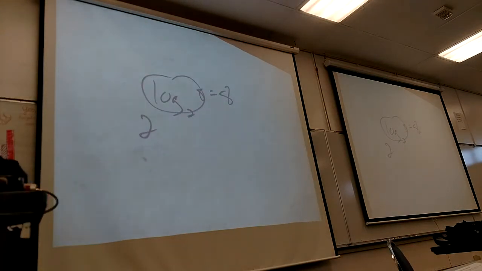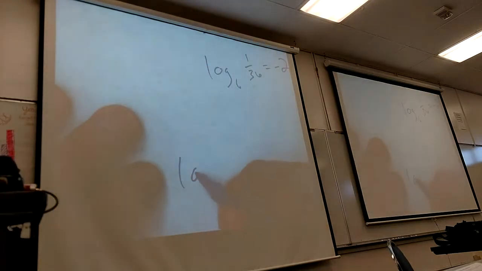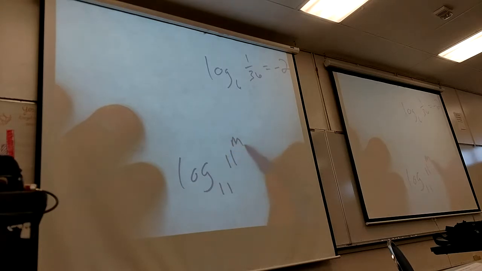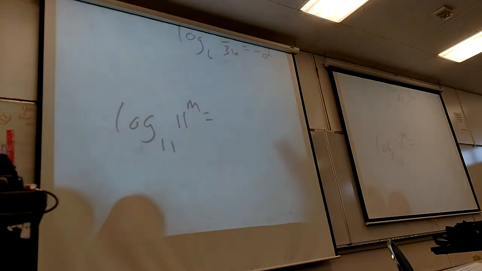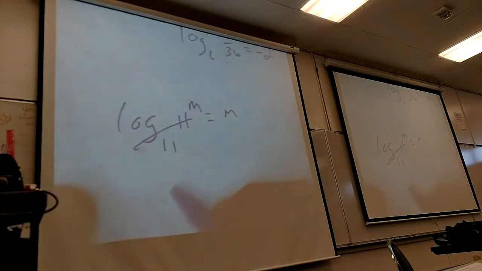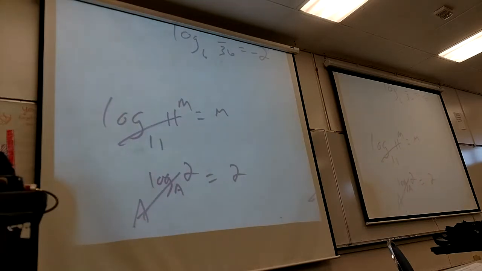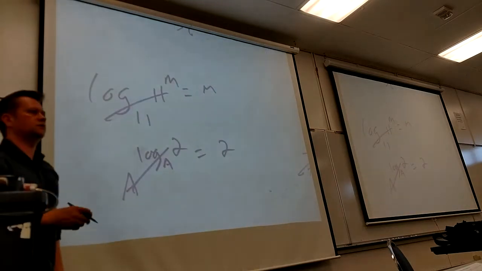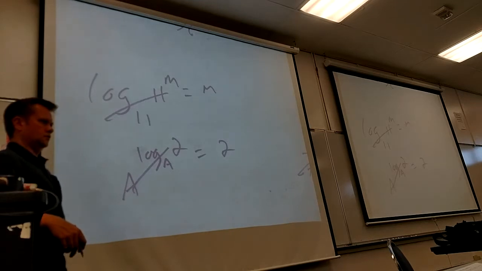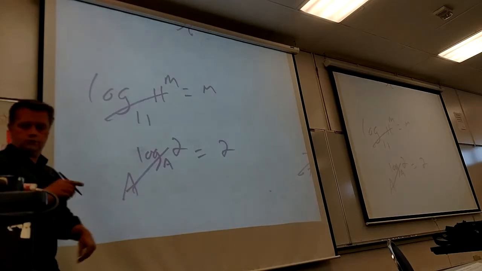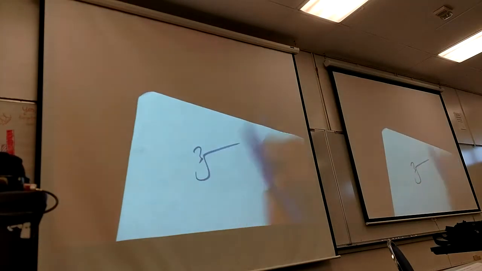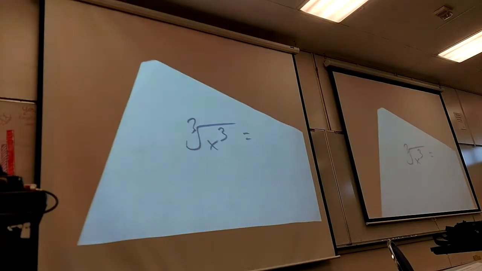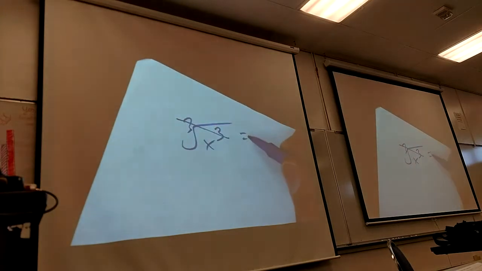So the shortcut would be if I said what's log base 11 of 11 to the m. That cancels out, right? But if I said something like a to the log base a of 2, these cancel out. They always just cancel each other because they're opposite functions. I don't understand how it works, but I understand that. So, like here, what's the cube root of x cubed? Yeah, these cancel, don't they? Because they're opposite functions.